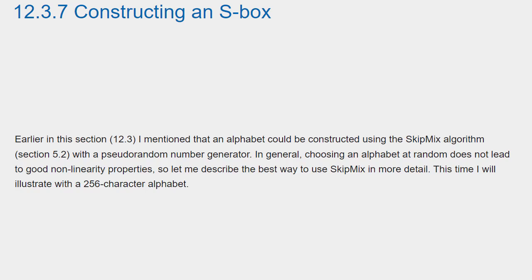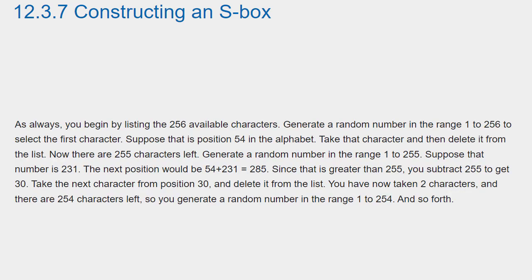This time I will illustrate with a 256-character alphabet. As always, you begin by listing the 256 available characters. Generate a random number in the range 1 to 256 to select the first character. Suppose that is position 54 in the alphabet. Take that character and then delete it from the list. Now there are 255 characters left.